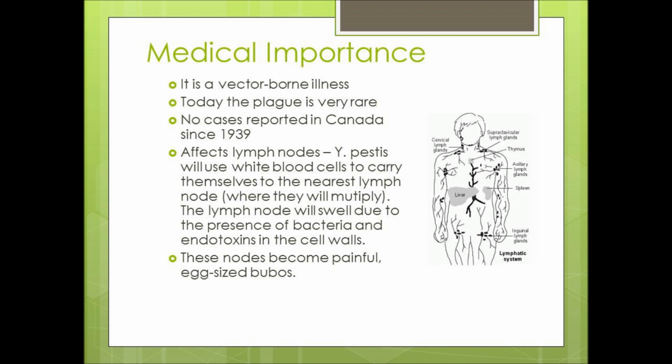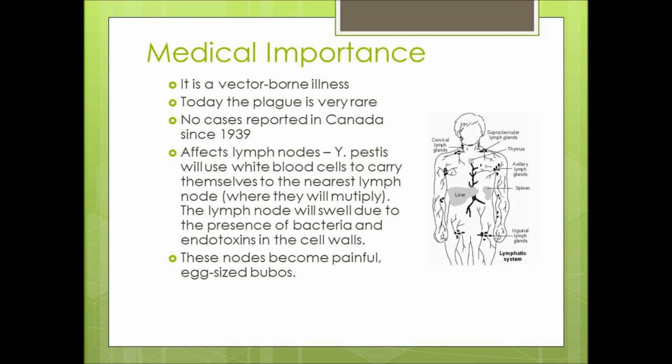The bubonic plague is a vector-borne illness, meaning that it requires a living host to carry it from one animal to another. More specifically, the bubonic plague is transmitted through the species Xenopsylla cheopis, which is also known as the oriental rat flea. It prefers to feed on rats and other rodents, which can carry the plague. Today, the plague is very rare. There haven't been cases reported in Canada since 1939.